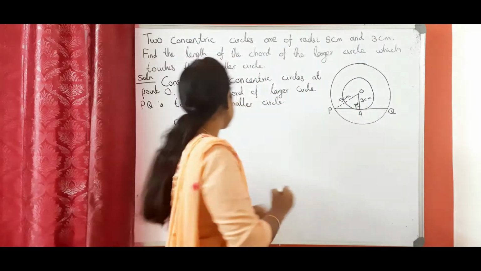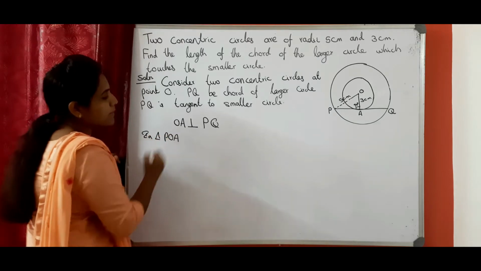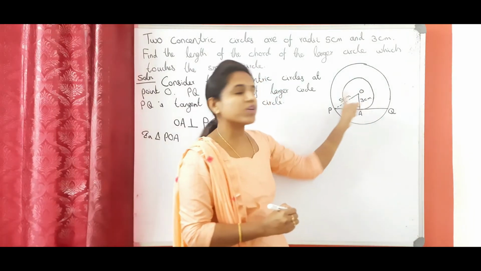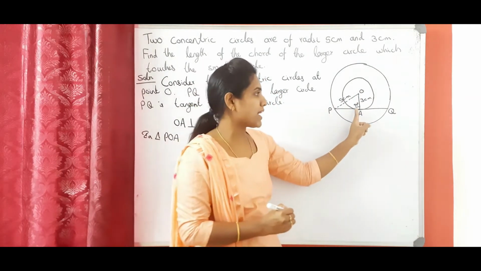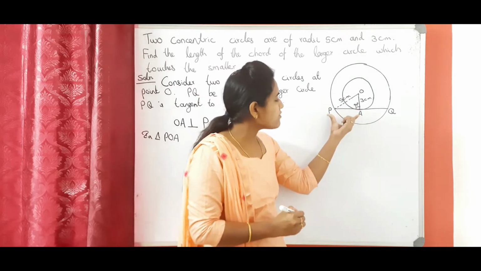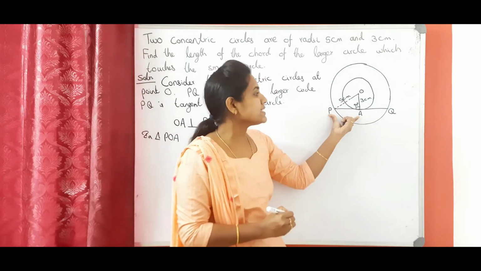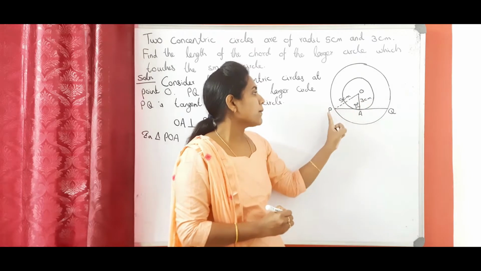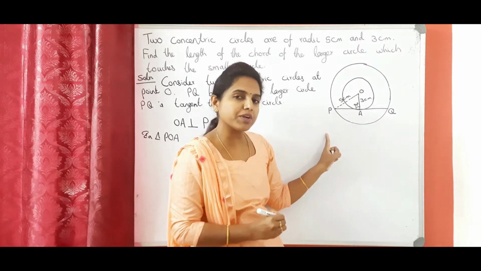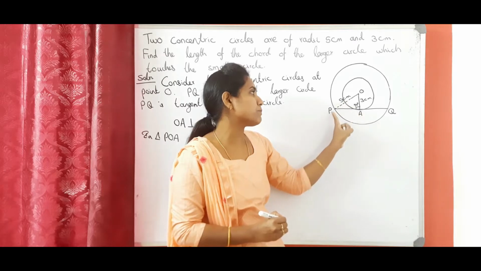Now in triangle POA or AOP, PAO is a right angle triangle. Why? Because one of the angles is 90 degrees. Then we can easily find the PA value. How? If we apply the Pythagoras theorem, we can easily get it. What is the hypotenuse here? The hypotenuse is the side opposite to the 90 degree angle, so PO is the hypotenuse.